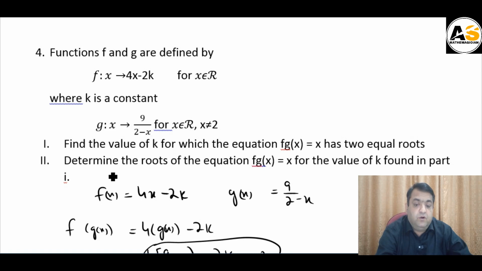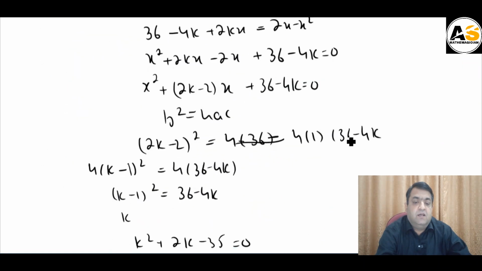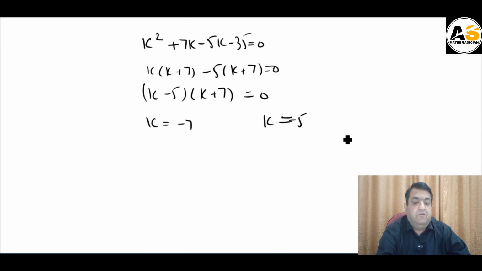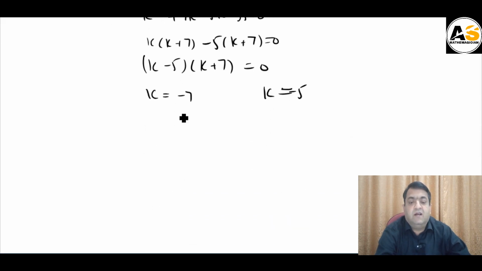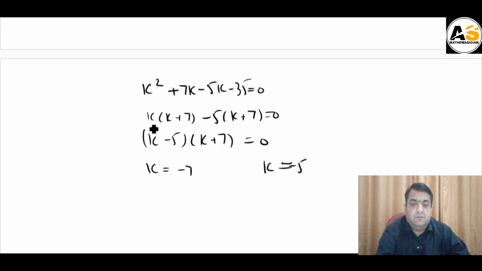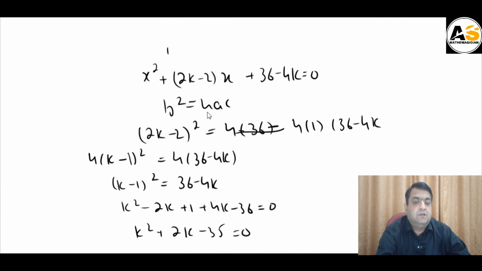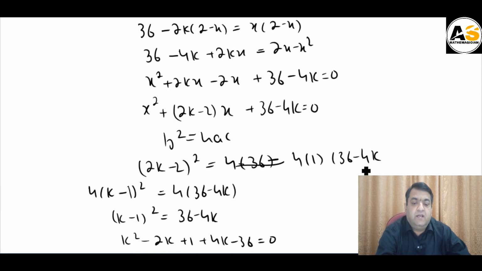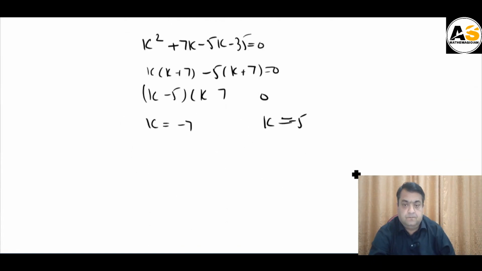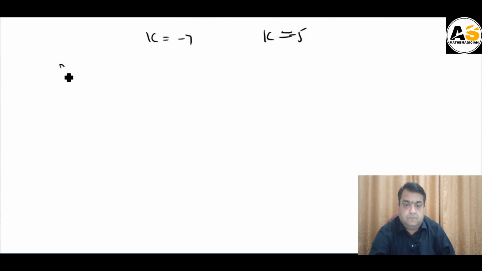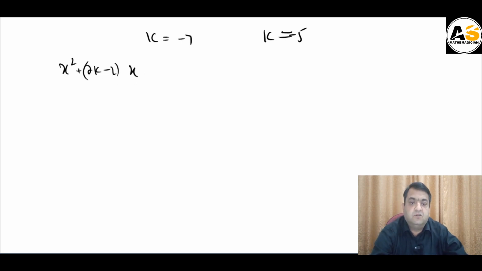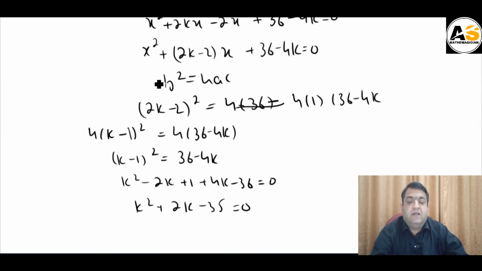Third part is determine the roots of the equation for the values of k found in part 1. k is equal to minus 7 and k is equal to 5. For k is equal to minus 7, this is the equation. Pick this equation: x square plus (2k minus 2)x, I am writing this equation for reference over here, plus 36 minus 4k.